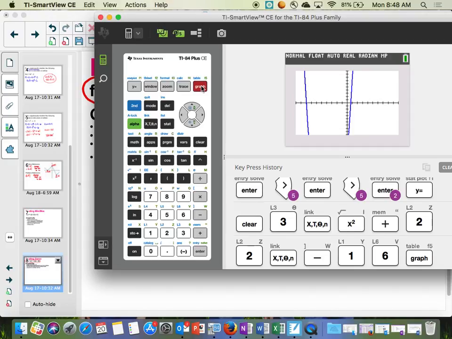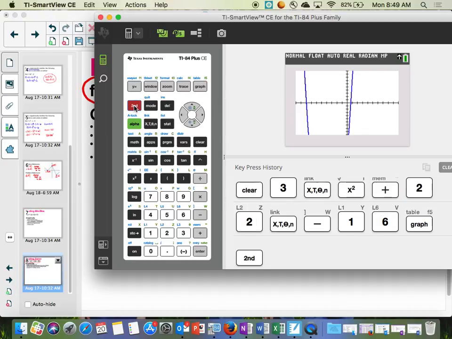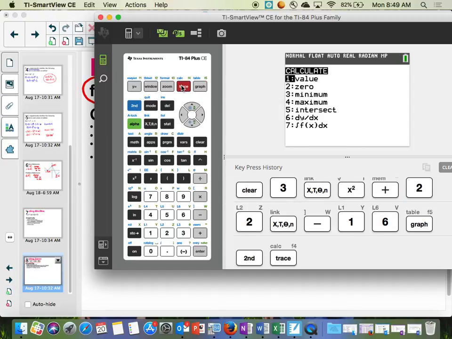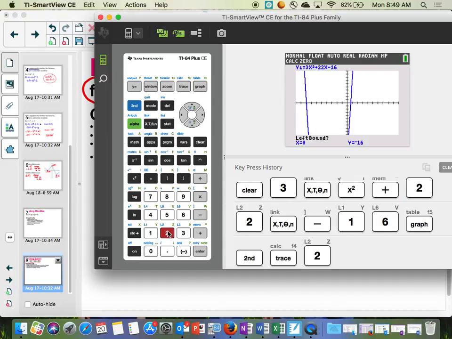I'm going to teach you how to find the zeros. Zeros mean we're looking for where it intersects the x-axis, so it is an intercept. We need to look for these coordinates right here. I'll help you find one, and then you'll do the other one. Second, calculate, zero. And then you're going to do the same thing, left bound and right bound.